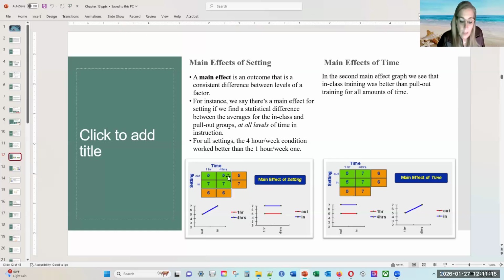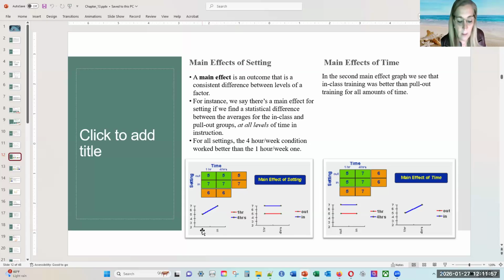And so if we were to plot the lines with the time spent in instruction and the setting on the x-axis, and then we plotted their means. So we have the means for out and in, so we have the means of 5, 5, 7, and 7, and we plotted these lines. Well, you can see that the lines themselves are overlapping. You can only see the blue line here, but that is because the lines are overlapping.